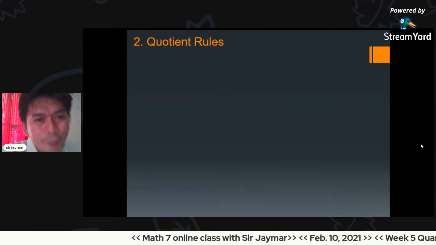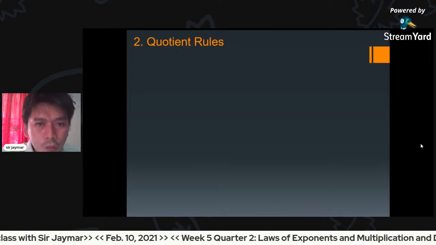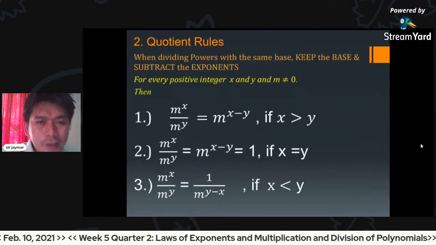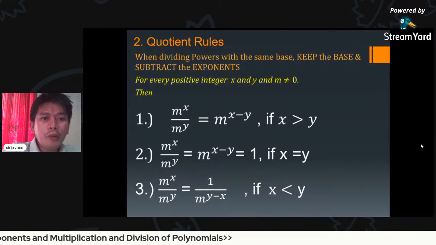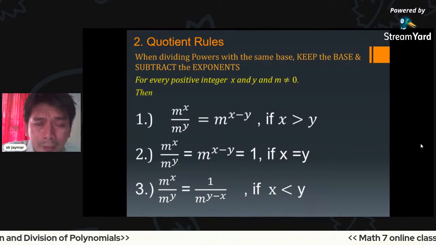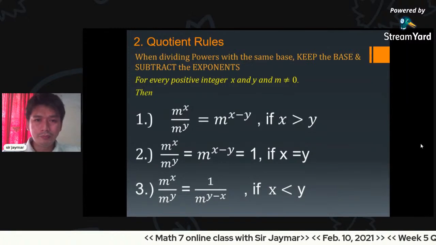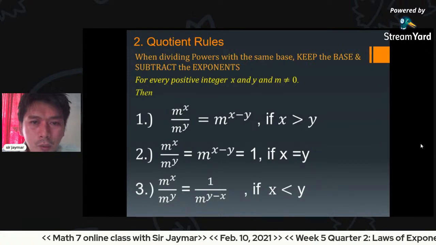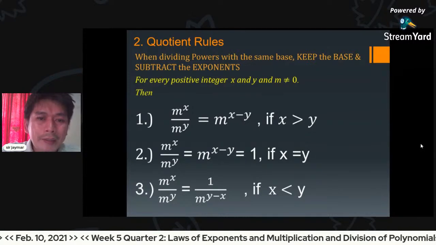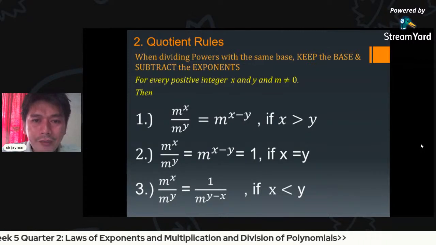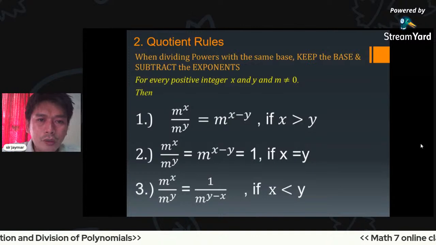Now we are in our second rule of the laws of exponents. What will be the second rule? That is the quotient rule. The quotient rule is used in division. When you divide powers with the same base, please bear in mind that you have to keep the base and subtract the exponents. For every positive integer x and y, m is not equal to 0. It should be m is not equal to 0 in the denominator because otherwise it will become undefined. So these will be the 3 cases of the quotient rule.